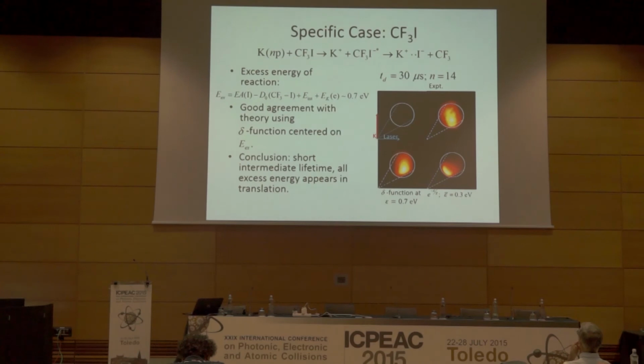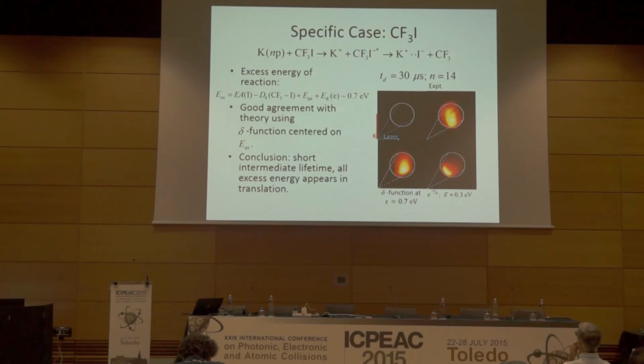So the first target we tried this method with was CF3I. Now, upon collision with a Rydberg atom, CF3I forms a CF3I minus intermediate, which then dissociates to form an I minus ion and a neutral CF3. Now, the excess energy produced by this reaction is given by this equation here, where you have the electron affinity of iodine minus the dissociation energy of the CF3I bond plus any internal energy in the molecule plus the kinetic energy of the electron. Now, these values sum up to about 0.7 eV.